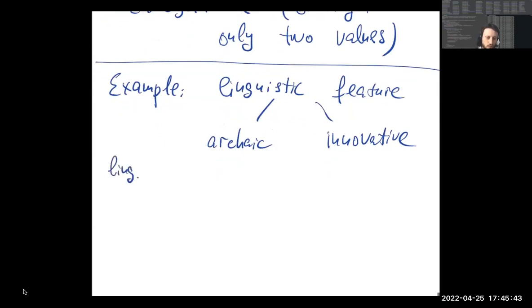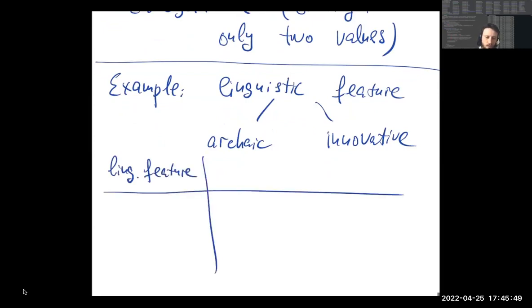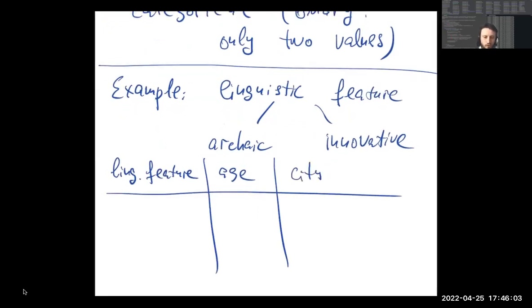Here we have the linguistic feature. And then we have some information about the informant. For example, age, and for example, city, something like this. And this linguistic feature can be innovative, like age 30, city Moscow.